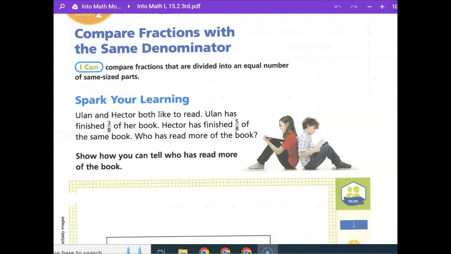Today we're looking at math lesson 15.2, compare fractions with the same denominator. Our I can statement is, I can compare fractions that are divided into an equal number of same-sized parts. Ulan and Hector both like to read. Ulan has finished 3/8 of her book. Hector has finished 5/8 of the same book. Who has read more of the book?